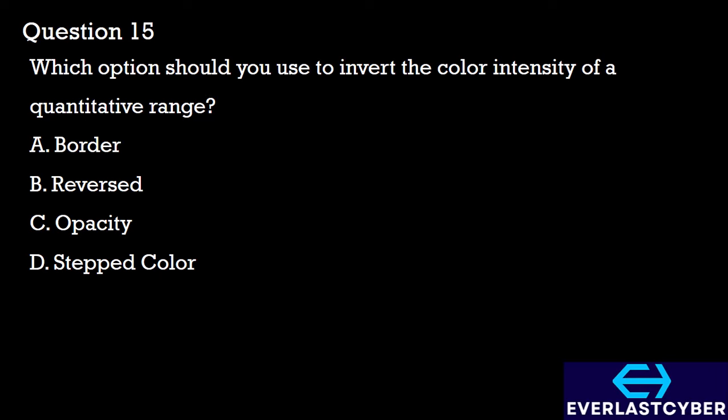In Tableau, when you want to invert the color intensity of a quantitative range, you can use the reversed option. This option allows you to flip the color gradient so higher values are displayed in the color associated with lower values and vice versa. In option C, opacity controls the transparency of the marks, but it doesn't alter or reverse the color intensity. And in option D, the stepped color option divides the color scale into discrete steps, but it doesn't invert the color intensity.